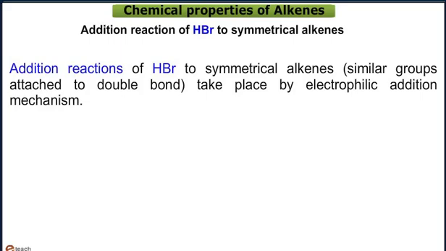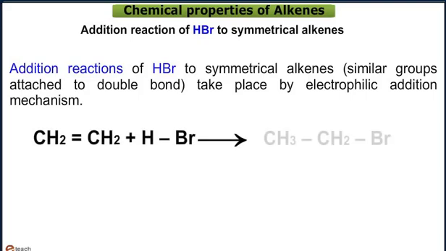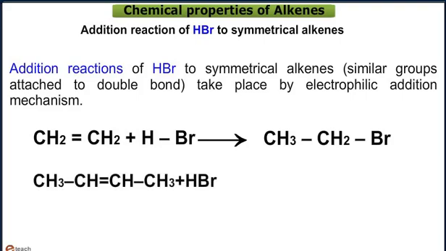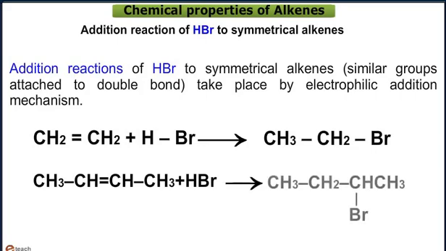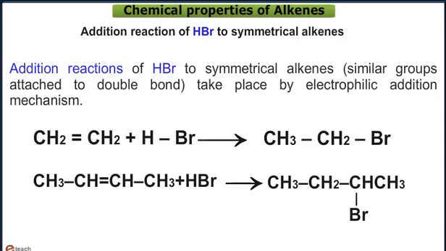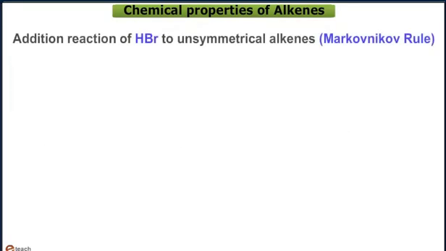Consider the reaction CH2=CH2 plus HBr gives CH3-CH2-Br. And also the reaction CH3-CH=CH-CH3 plus HBr gives CH3-CH2-CHBr-CH3. Addition reaction of HBr to unsymmetrical alkenes, that is Markovnikov rule.